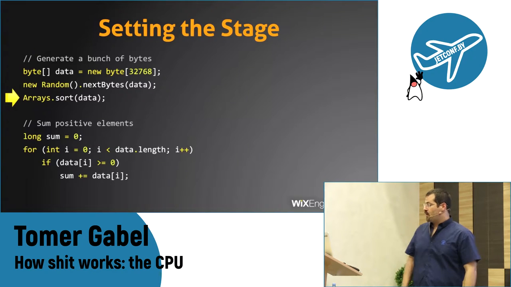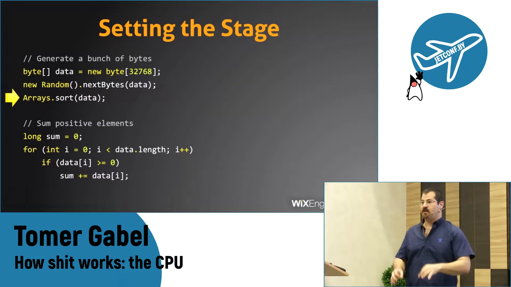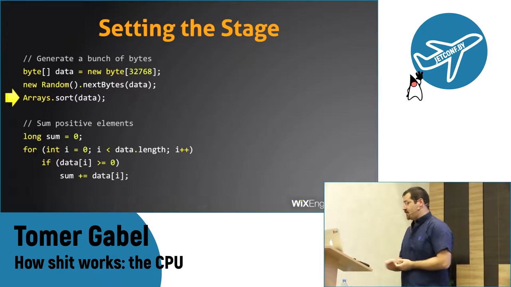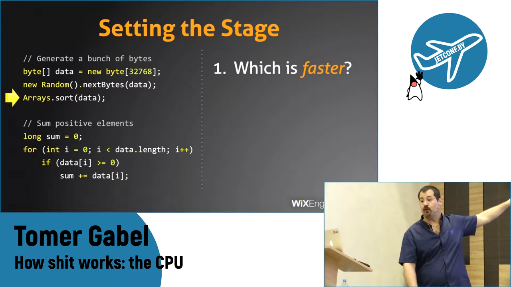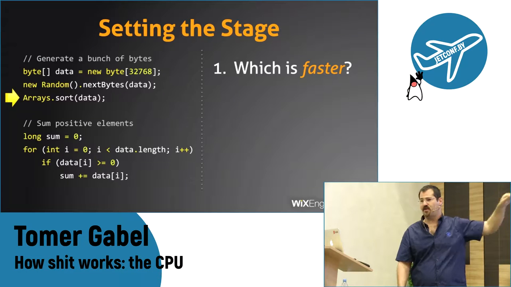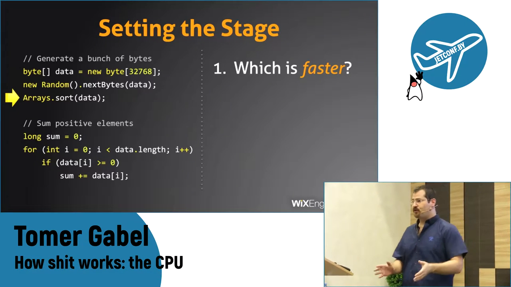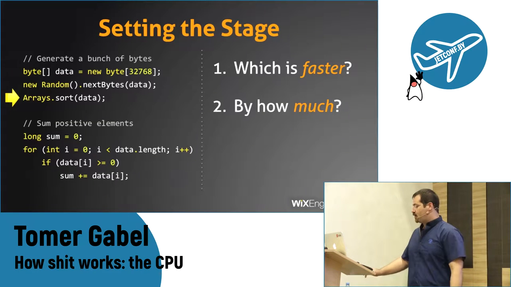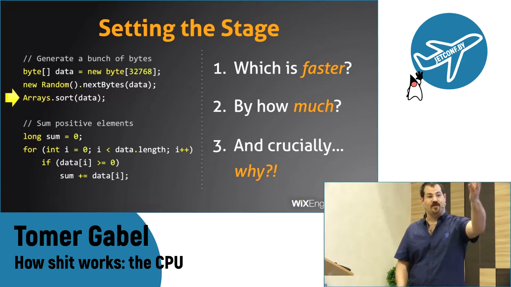And the question is, if we add a sort, if we sort the array before running the loop, there are three questions you might ask. Which version is faster? And by faster, I mean just the loop. We're not interested in the setup. The sort is not part of the equation. It's just the loop. The second question you may ask is, by how much? And the third question, obviously, would be, why? So anyone care to take a guess? Yes, sir.